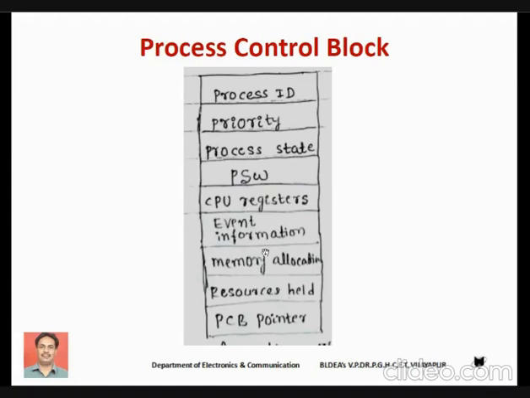Then memory allocation information. If a particular block is allocated for the program or process, such as starting address and end address of that memory will be stored as memory allocation information. Means the operating system must know in which block of the memory that particular process is stored. Then it holds the resource allocation information. The resources which are already allocated to that program or process will be stored here.